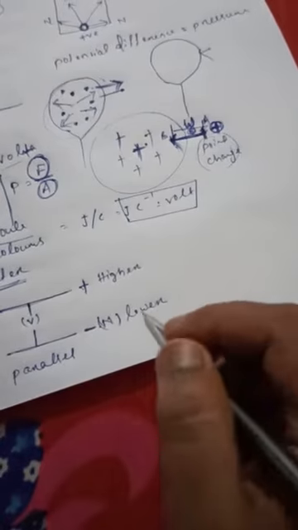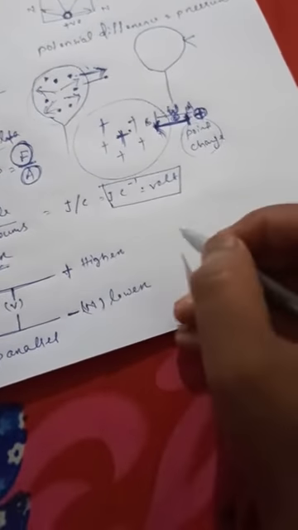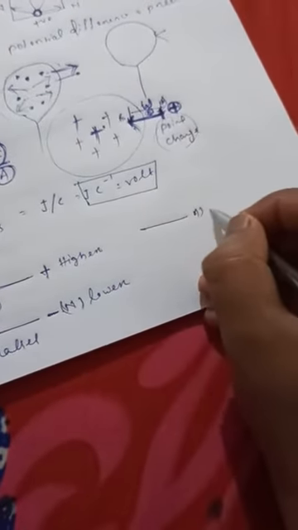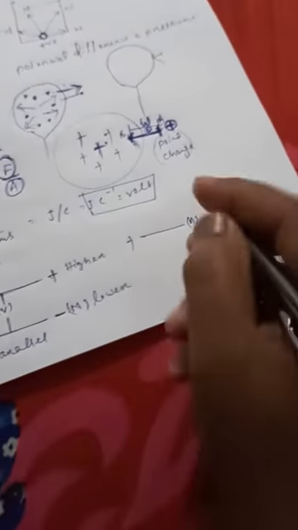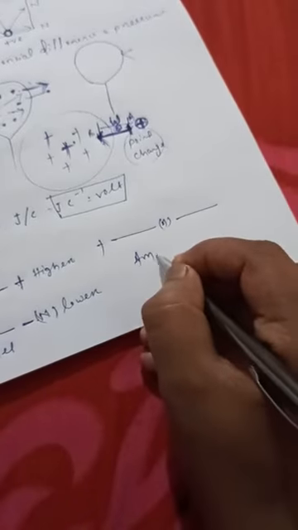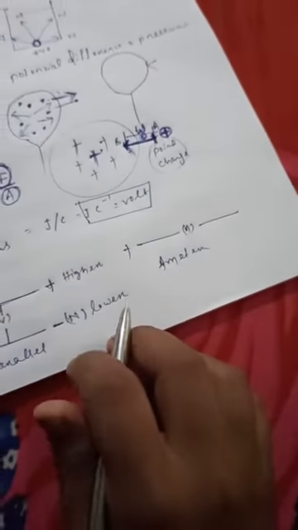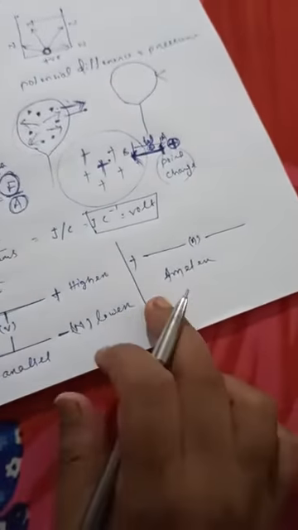An ammeter is connected in series, but the voltmeter is connected in parallel. Understand? Try to differentiate between these two.